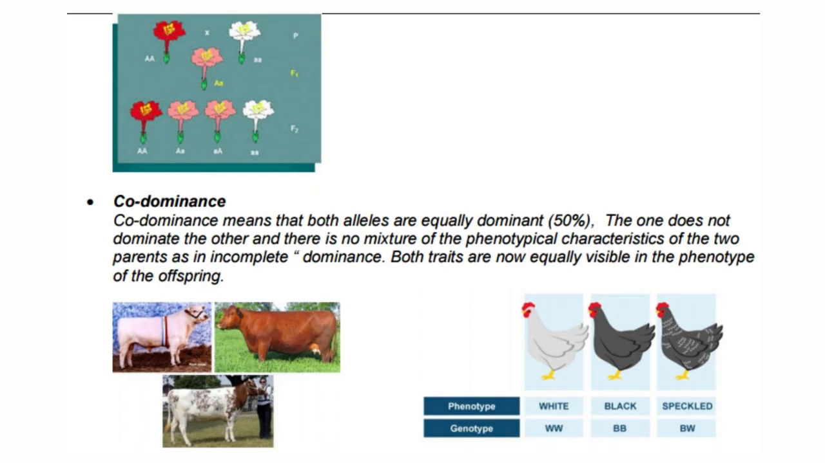Codominance. Codominance means that both alleles are equally dominant, 50%, the one does not dominate the other and there is no mixture of the phenotypical characteristics of the two parents as in incomplete dominance. Both traits are now equally visible in the phenotype of the offspring.